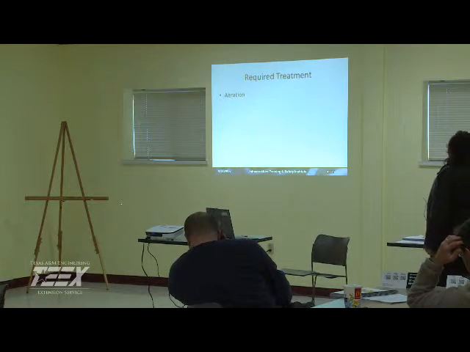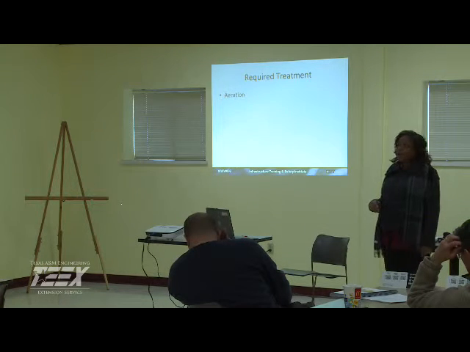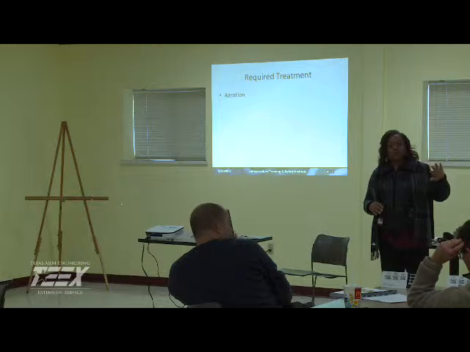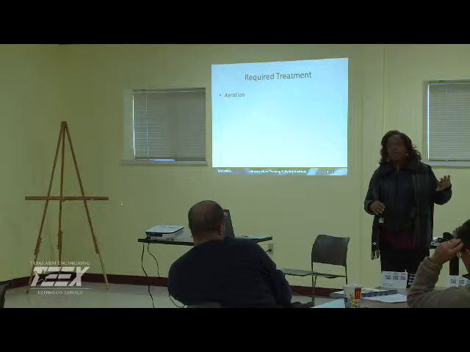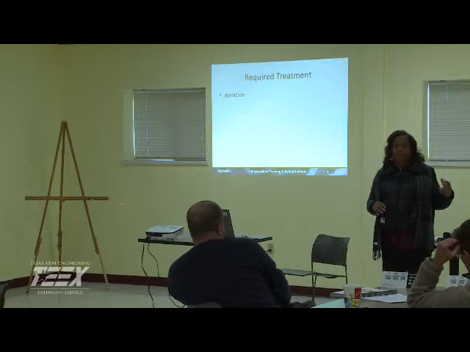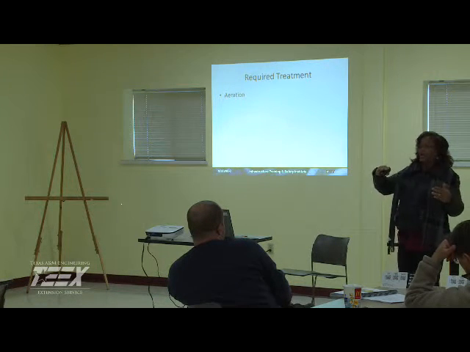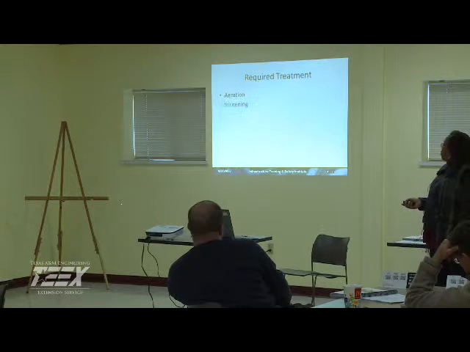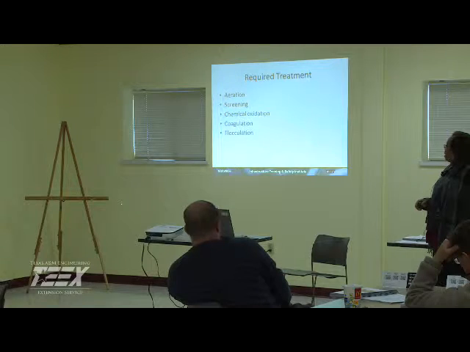All right, so with surface water, we've already established groundwater disinfection is the required treatment. With surface water, because of the numerous and various different types of contaminants that are present, there are several required techniques of treatment. Aeration would be one, screening, chemical oxidation, coagulation, flocculation.